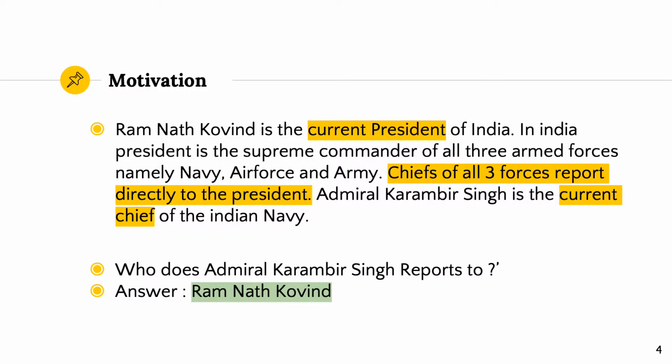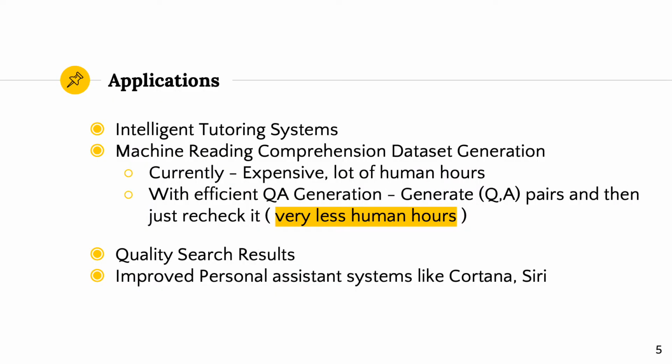So in this motivating example, to answer this question, who does Admiral Karambir Singh report to, you require information from the complete paragraph, not just the single sentence. And this is expected, and this is a very practical and real world setup, right? Where you want questions to utilize information from the complete paragraph rather than just one or two sentences. This has various applications in intelligent tutoring systems, machine reading comprehension, dataset generation, improving the quality of search results, and improved personal assistants like Siri, Cortana, etc.